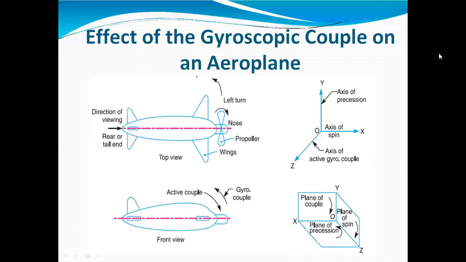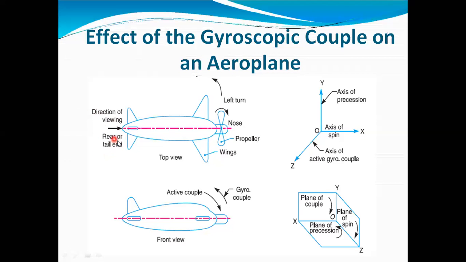See what is the effect of gyroscopic couple on an aeroplane. So before starting or studying about this topic, first of all we are going to see the top view and front view of an aeroplane. See in the top view we can see this is the front end and this is the rear end. The front end is also known as the nose end and the rear end is also known as the tail end. At the front end, propeller is mounted and the direction of viewing may be either from the rear end or from the front end. And the aeroplane can take turn either in left direction or in right direction.